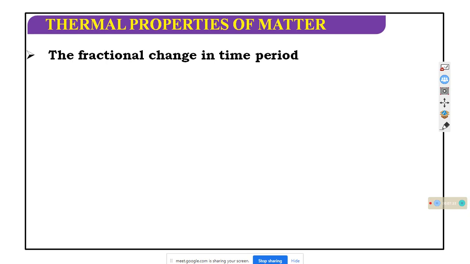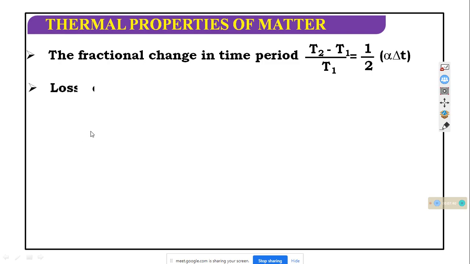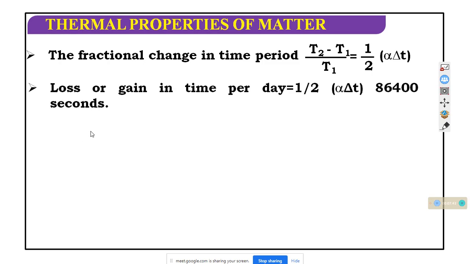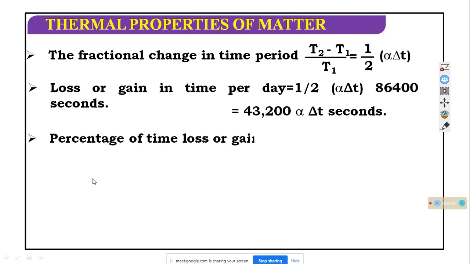The fractional change in time period is (T2 minus T1) by T, that is equal to half into alpha delta T. The loss or gain per day equals half into alpha delta T into 86400 seconds. So it will be 43200 alpha delta T. The percentage change of loss and gain is half into alpha delta T into 100.